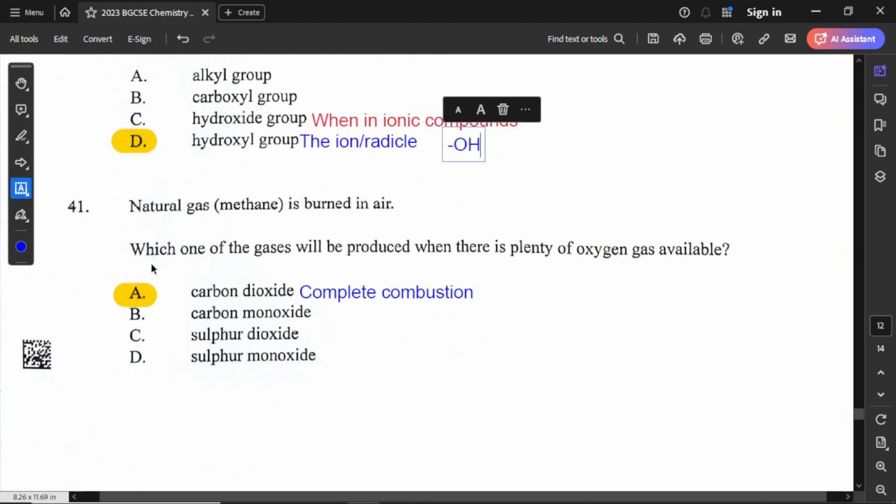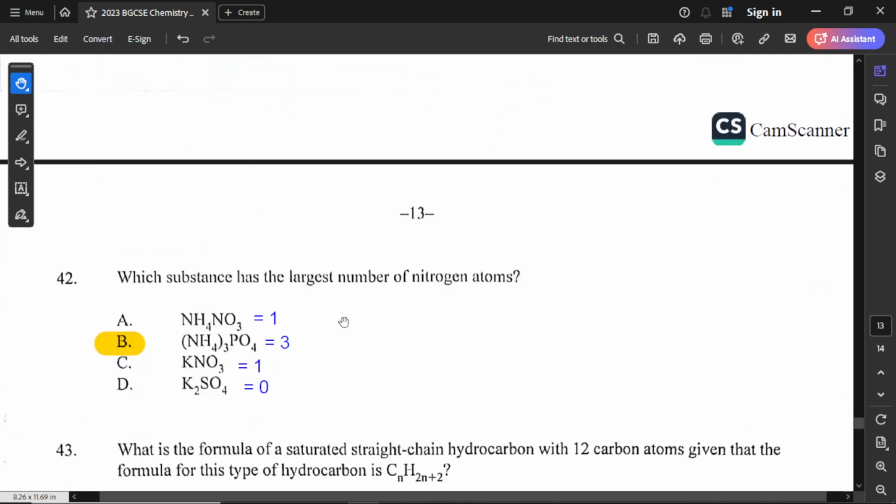And so for 41, natural gas, methane is burned in air, all right. Which one of the gases will be produced when there is plenty of oxygen gas available? So if you have a lot of oxygen, you're going to have a complete combustion. And so once you have a complete combustion, you're going to get carbon dioxide. If it was incomplete combustion, which you have a limited amount of oxygen, then what you get here is carbon monoxide. All right. Number 42.